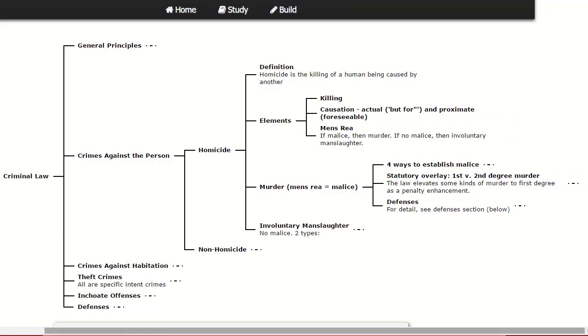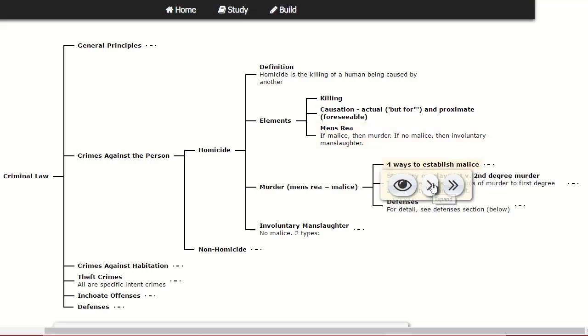You'll have a factual scenario. Someone will be dead and they'll have a defendant or defendants, and the question will be, can the defendant or each of the defendants be convicted of first or second degree murder or any lesser included offense? So where do we start? You should run through and tell them what homicide is, the killing of a human being by another. You're going to have to show actual cause and proximate cause, and then you're going to have to show mens rea. The mens rea is malice.